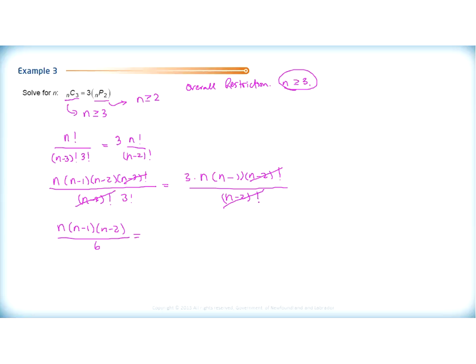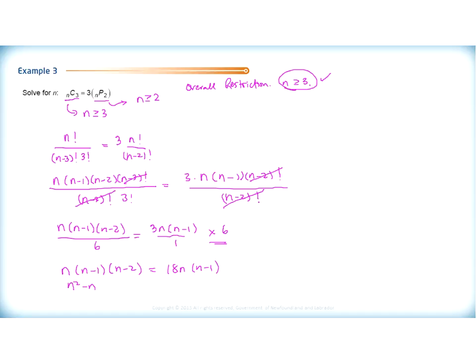equals 3n times n subtract 1. Now remember, n has to be greater than or equal to 3. We need to keep that in mind at the end here. If we want to solve this for n, the best thing to do is simply multiply through by 6, to get rid of the fractions here. Cross multiplying is the same thing, but let's multiply through by 6. I'm going to get n times n subtract 1 times n subtract 2, because the 6s will cancel, equals 18n times n subtract 1. Let's see what we get.